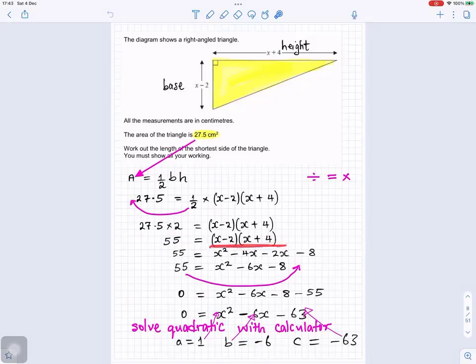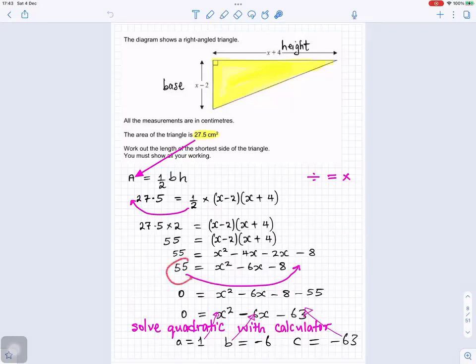Expand the bracket. You get x times x is x squared. x times 4 is 4x. 2 times x is 2x. 2 times 4 is 8. Put minus 4x minus 2x, it gives you minus 6x.